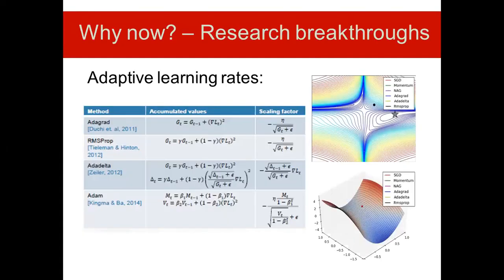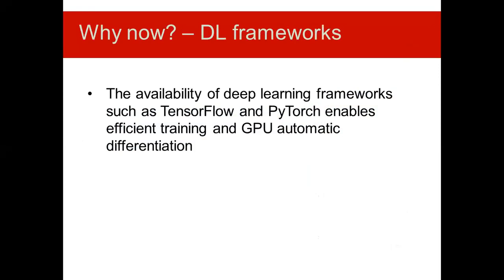Another research breakthrough is that we now have adaptive learning rates, like Adam, AdaGrad, okay? So that for each parameter, you can have a different learning rate. These techniques make your algorithm converge faster than before. And also now we have deep learning frameworks such as TensorFlow and PyTorch, so that we can easily implement or experiment with different deep learning models.